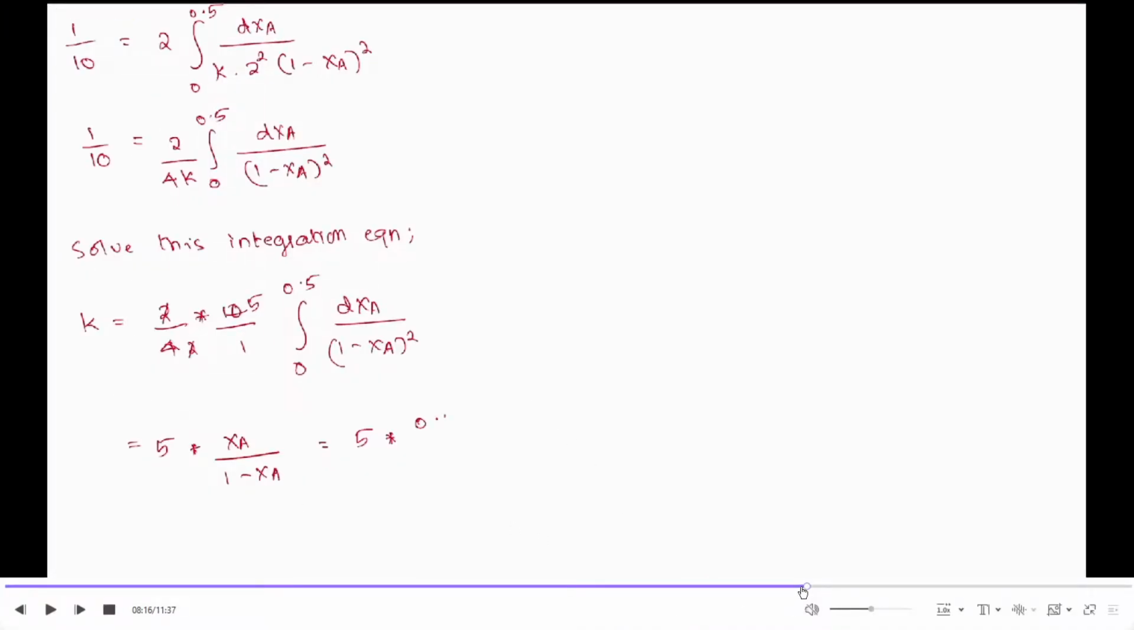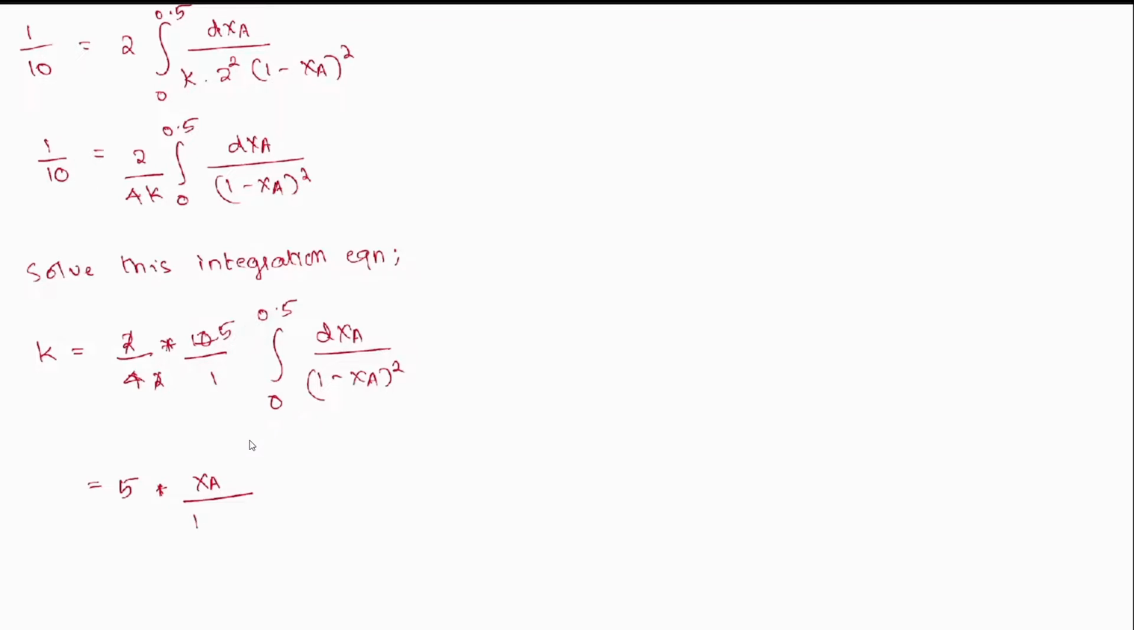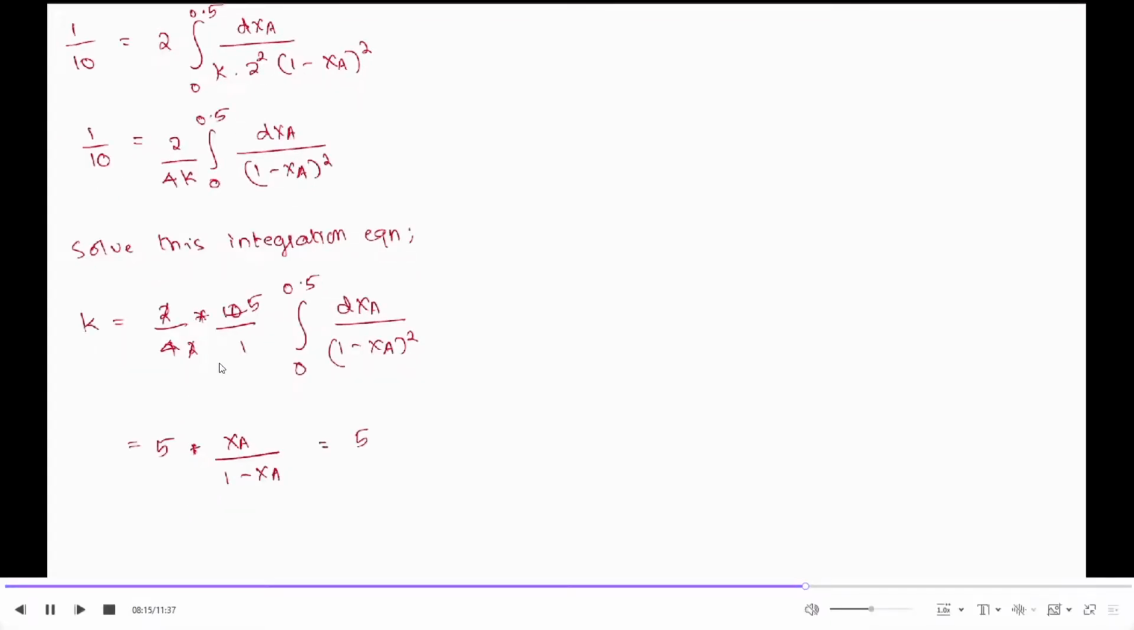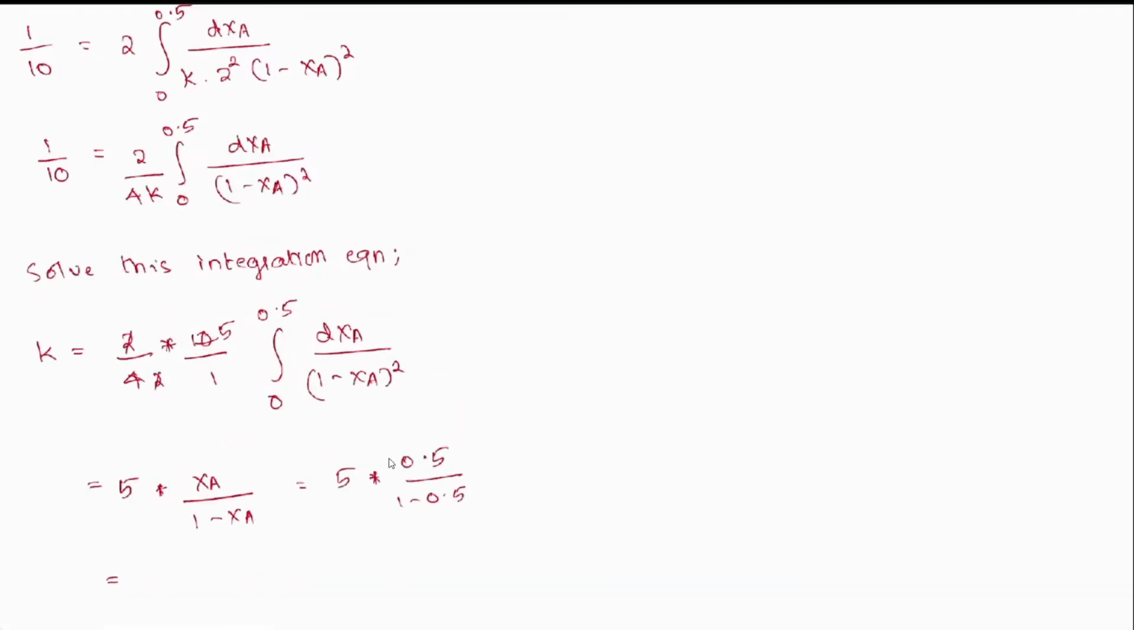So that is how we did this integration here. This dxa by 1 minus xa the whole square, we'll do this integration, we'll apply the limits, and we'll get the final answer as 5. So k will be equal to 5.